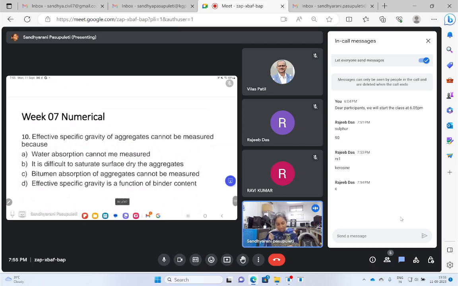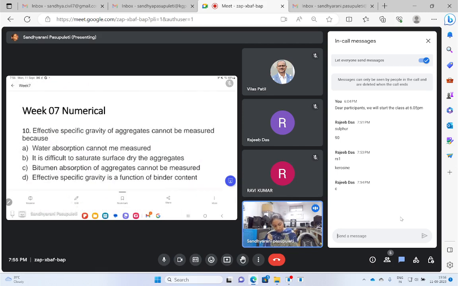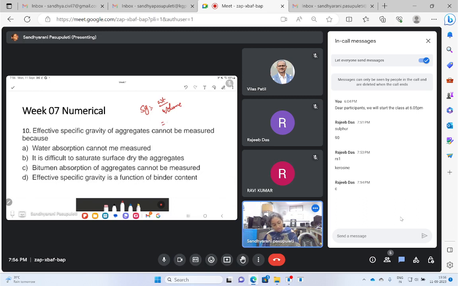The effective specific gravity of aggregates cannot be measured, because we know we can determine the bulk specific gravity and apparent specific gravity, but cannot determine the effective specific gravity. The reason is, all specific gravity is weight by volume, assuming the density of water is 1. Everywhere we take the weight as the weight of the aggregates, but the volume, when it comes to the effective specific gravity, if we have an aggregate, so these are the voids, some amount of bitumen will enter into the voids. There will be a remaining amount where no bitumen has entered.